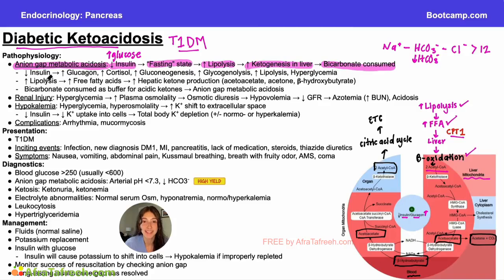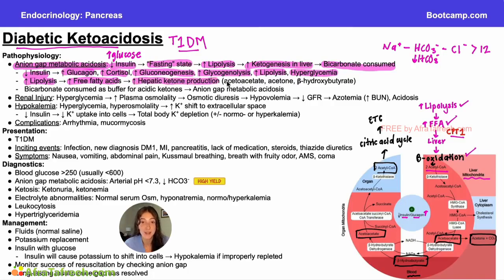And reviewing this process in the context of DKA, what's happening is this decreased insulin is leading to a false starvation state where you have increased glucagon, increased cortisol, increased gluconeogenesis because we're making more glucose because we don't think that we have it in our body, increased glycogenolysis, so we're breaking down our glycogen stores, and then finally the increased lipolysis, as we talked about down here in this diagram, is what is going to lead to the release of free fatty acids. This is what travels into the liver and increases the hepatic ketone production.